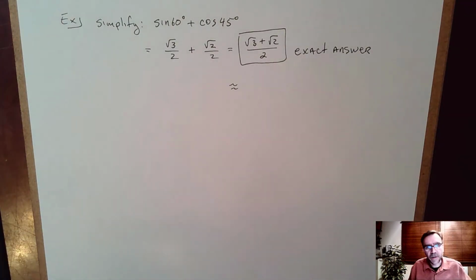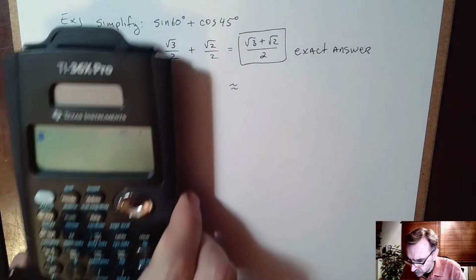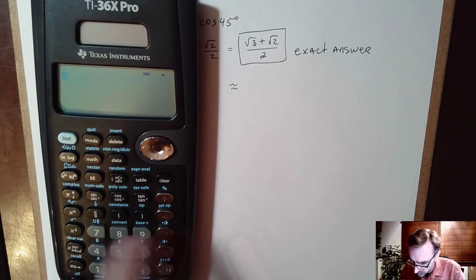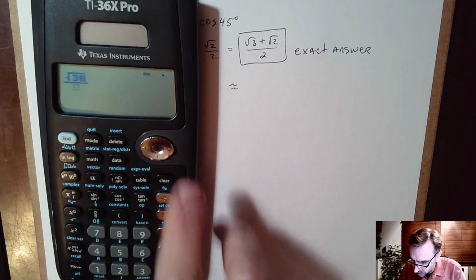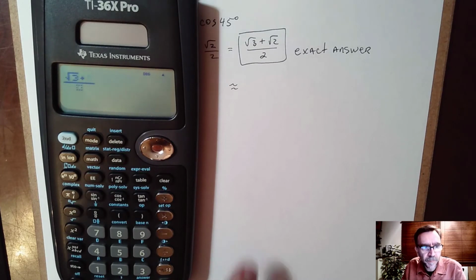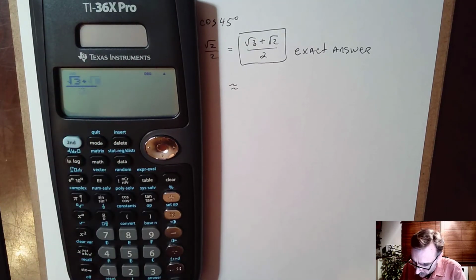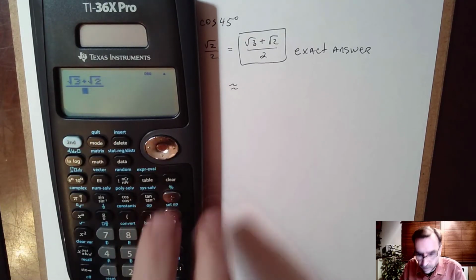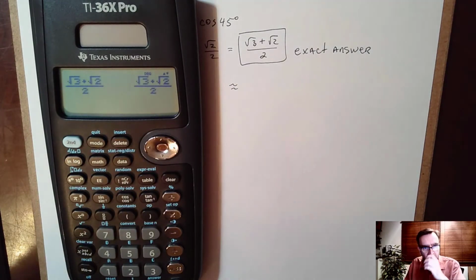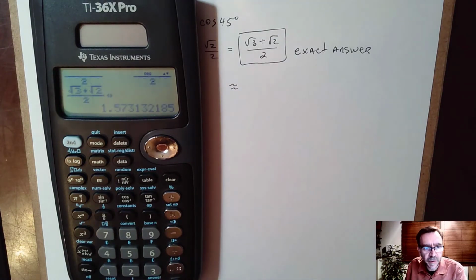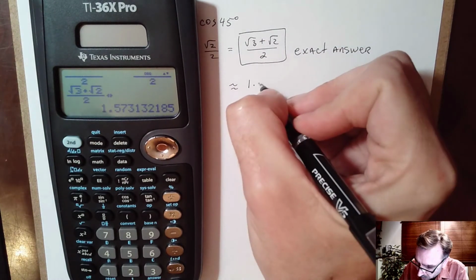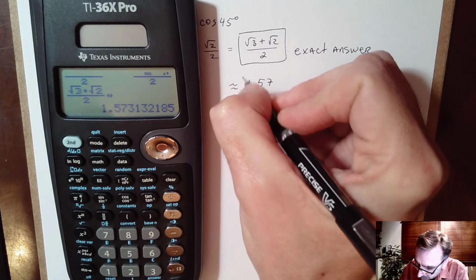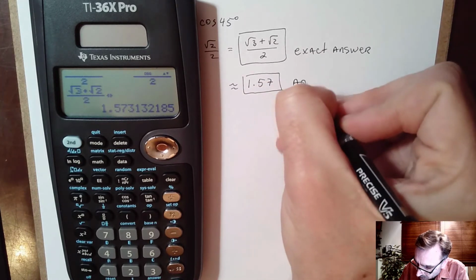Now, from there, we can actually do that on a calculator and get the approximate answer, right? So square root of 3 plus the square root of 2 all over 2. When I hit enter, it gives me the exact, so I got to hit the approximate button. And I get approximately, rounded off to 2 decimal places, 1.57. All right, that's my approximate answer.